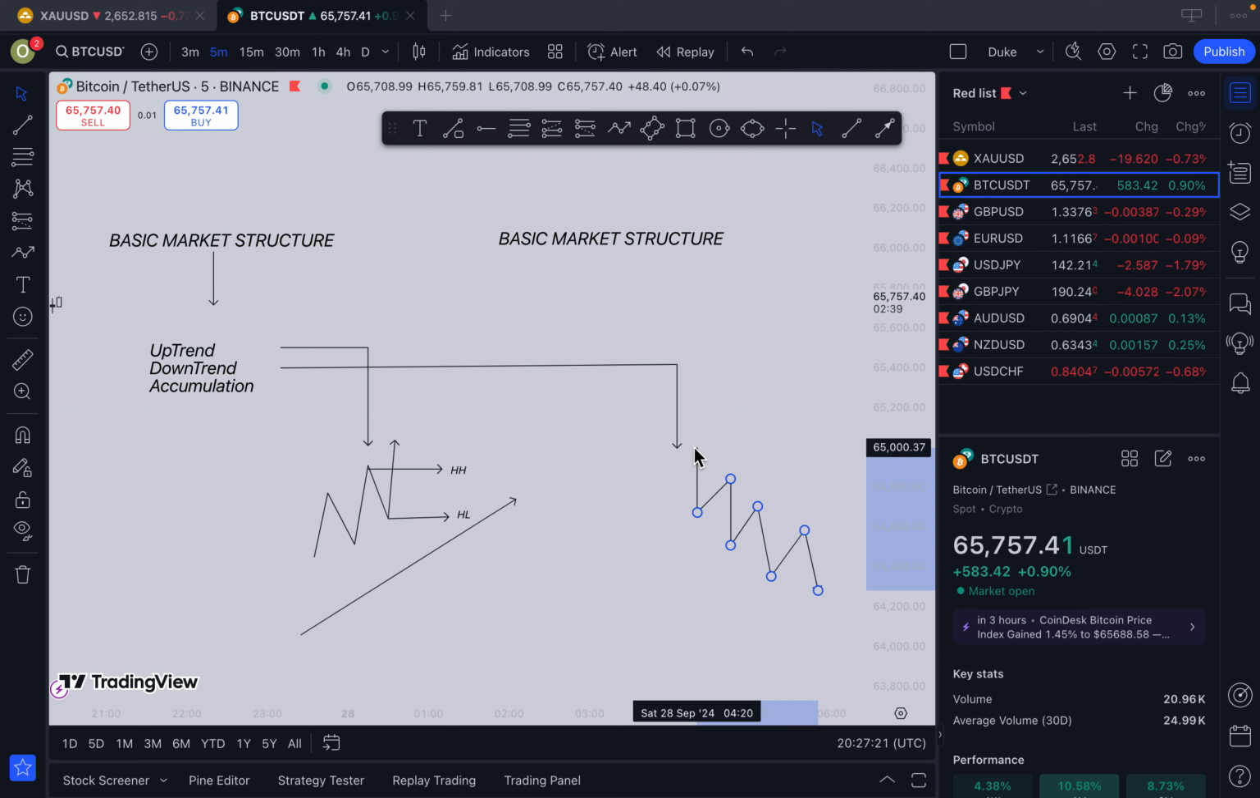So let's say you spot something like this in the market. This becomes your lower high. It is called your lower high. Okay, first of all, let me explain how it goes. Let's say you see something like this.